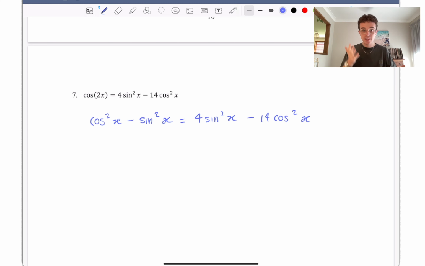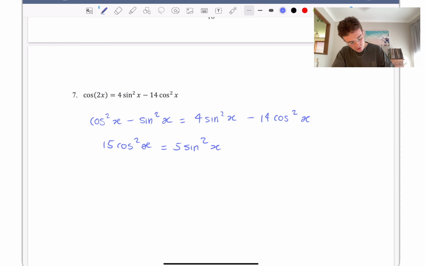Now, I'm thinking, okay, I've got everything as sine squared or cos squared, and I know if I divide sine squared x by cos squared of x, I get tan squared of x. So let's put all the sines on the left-hand side, and all of the cosines on the right-hand side. So if I do that, I'm going to get 15 cos squared of x is equal to 5 sine squared of x, which means that tan squared of x is equal to 15 divided by 5, which is 3.